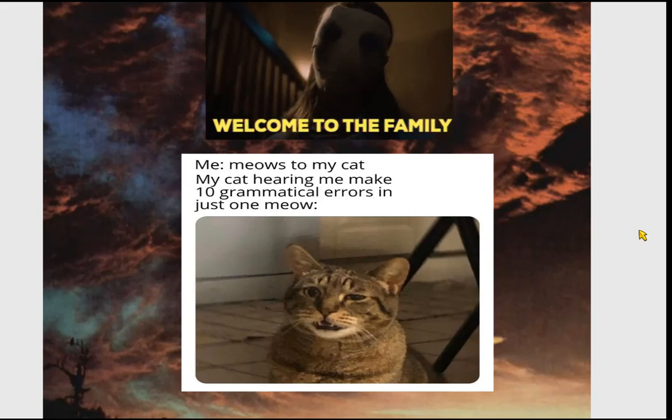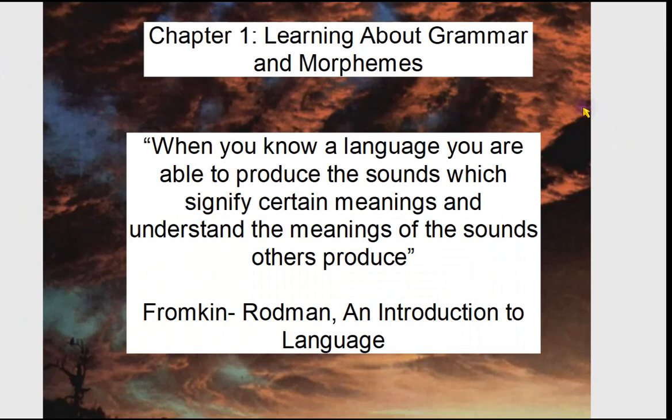So this first class was basically theory about grammar and morphemes. So let's take a look at what we had. This is a short definition that we had about grammar. When you know a language, you are able to produce the sounds which signify certain meanings and understand the meanings of the sounds others produce. Okay, this is one of the plenty of definitions you can find on the internet. I encourage you, as I told the ones who were present during the session, to try and make your own definition about what grammar is, okay?